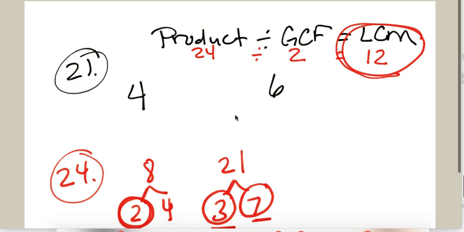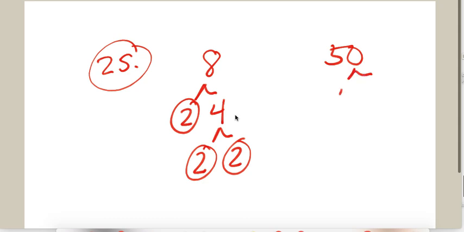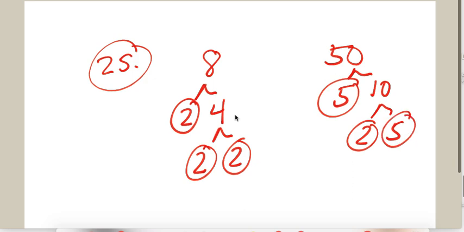25, 26, and 27, they want you to find the greatest common factor doing the factorization tree. So for like 25, they did 8 and 50. Well, 8 can be broken down to 2 and 4, and 4 can be broken down to 2 and 2. 50 can be broken down to 5 and 10, and then 2 and 5. What numbers do they share? They both share a 2, and that's it. This side has 2's, but this side does not. This side has 5's, but this side does not. So in this case, 2 is the greatest common factor.